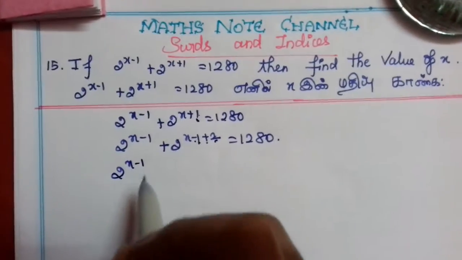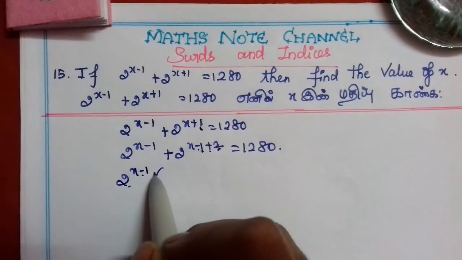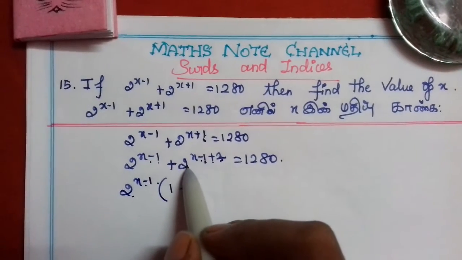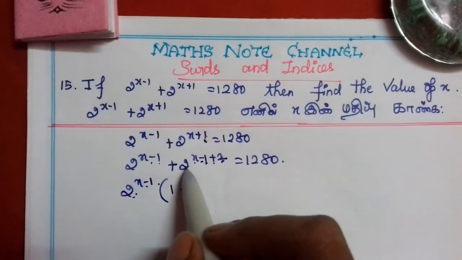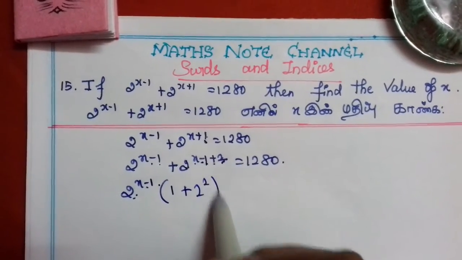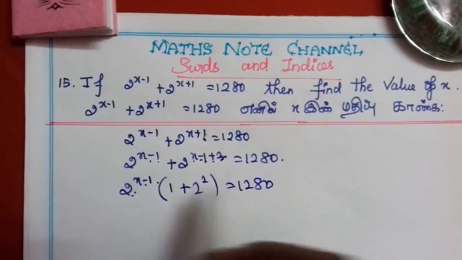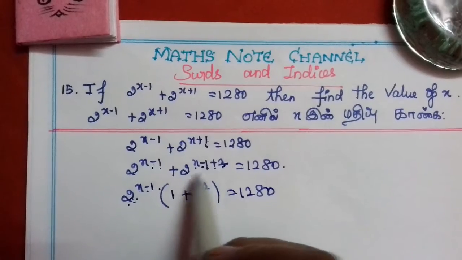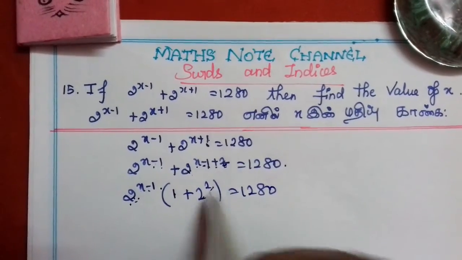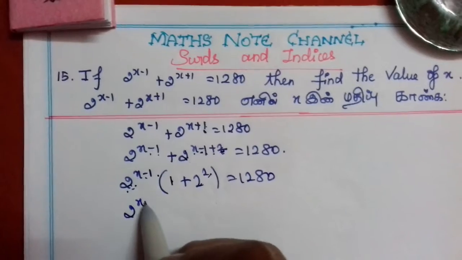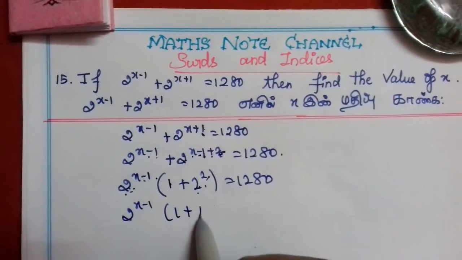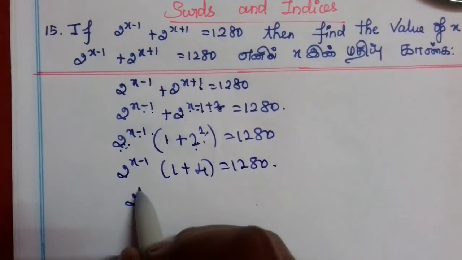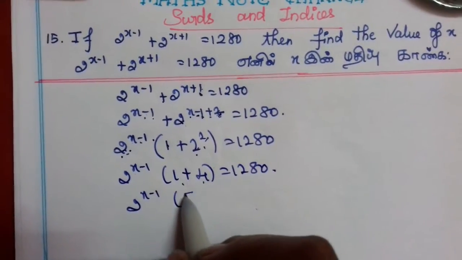Now we take 2 power x minus 1 outside. Only one time is here, plus here 2 power x minus 1 taken outside, the remaining is 2 square, equal to 1280. So 2 power x minus 1 into 1 plus 2 square, which is 4, equal to 1280. 2 power x minus 1 into 1 plus 4 is 5, equal to 1280.